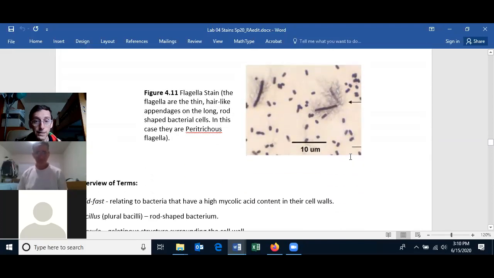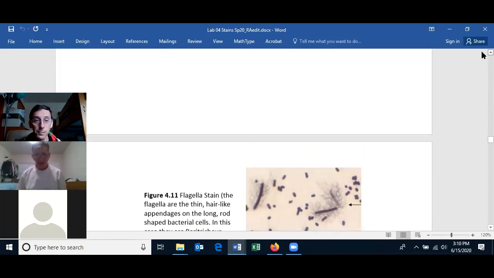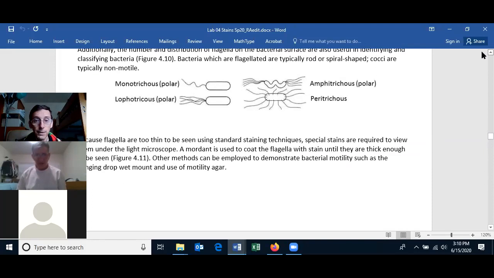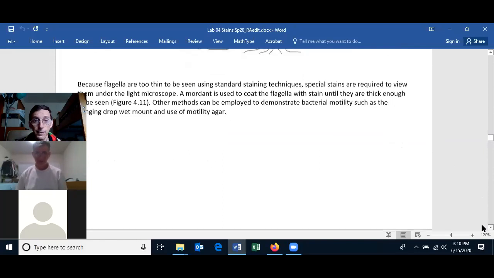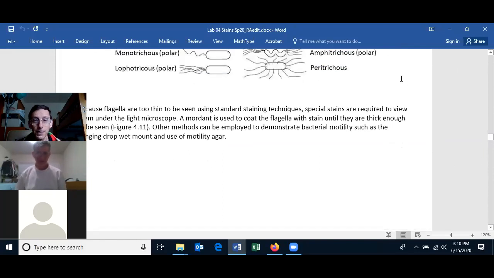And there's a flagella stain showing you flagella on at least 3 cells, maybe 4 cells. And these cells have many flagella on them. So they would be peritrichous. Oh, excuse me, peri, not Petri. Peritrichous.